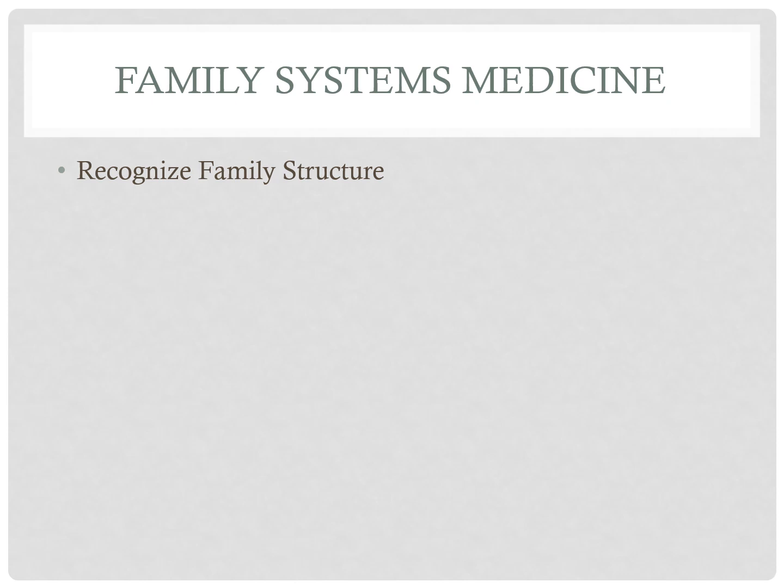So family systems medicine, step 1 would be to recognize the family structure. The very first step in understanding the family is to know the individuals in the family. The following information should be obtained: name, residence, roles, stage of the family life cycle, and a good way to obtain this is the family genogram.